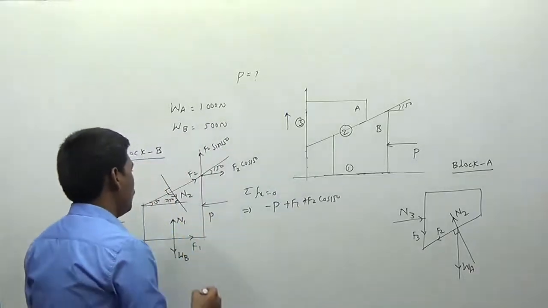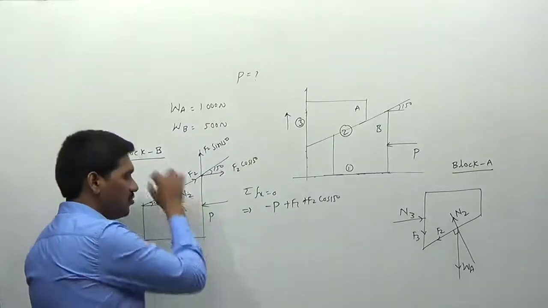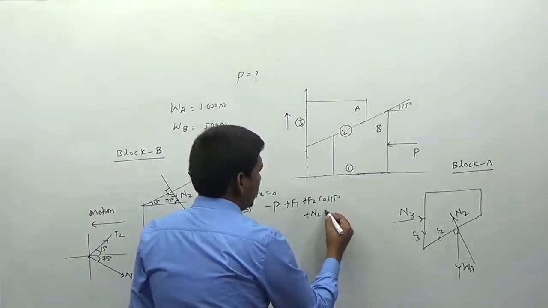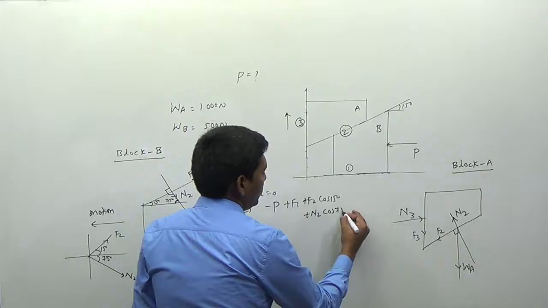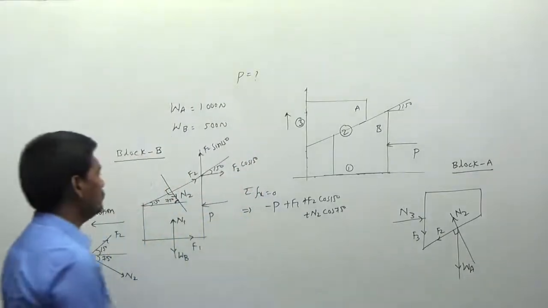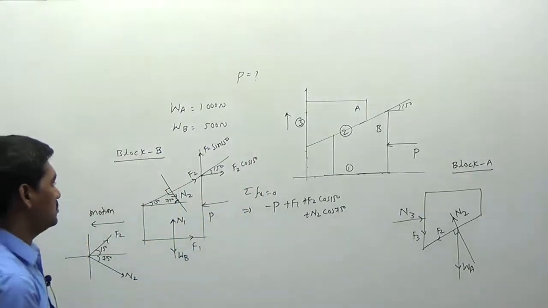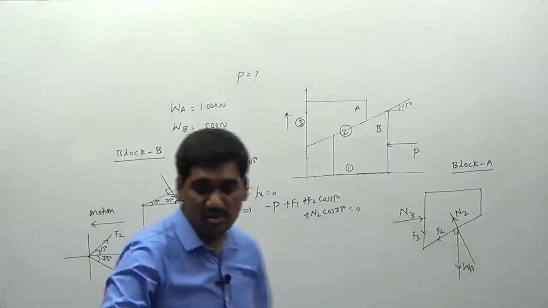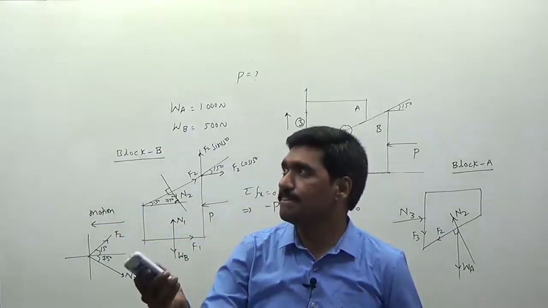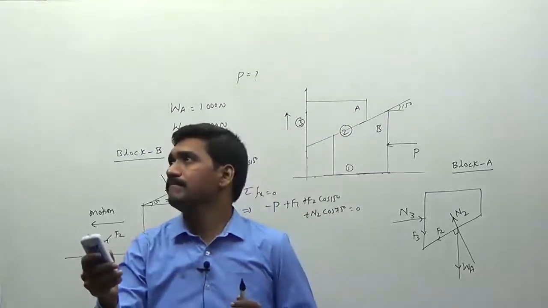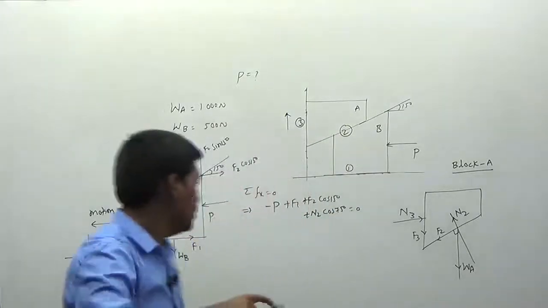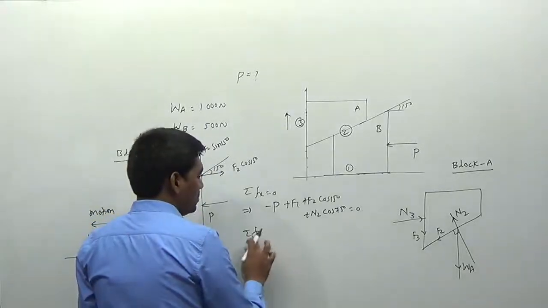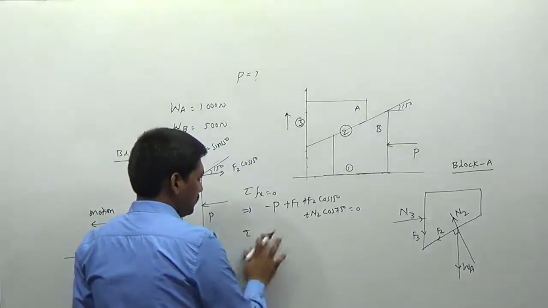Next, do we have any more forces? Yes, N2 is acting in the fourth quadrant, therefore I can say this one as plus N2 into cos 75 degrees. Do we have any other forces? No. This is equal to 0 here. I am writing the equations of equilibrium for this body only. I am writing the second equation of equilibrium, nothing but sigma Fy is equal to 0 here.